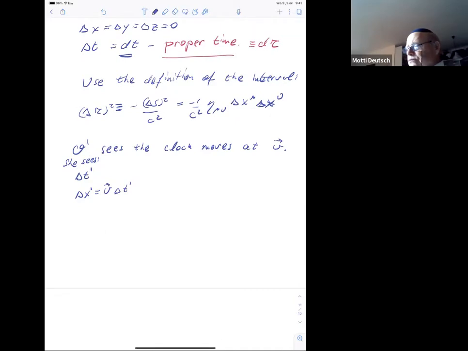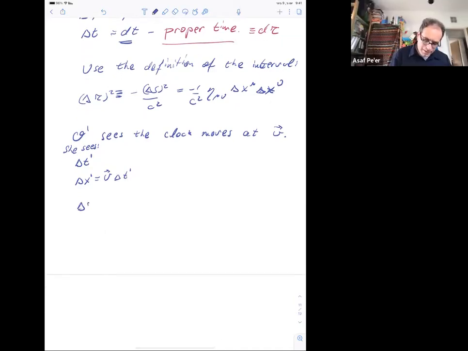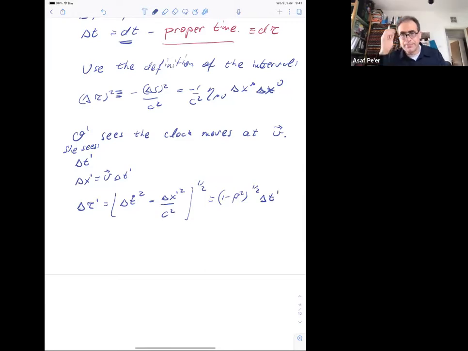Right? So your proper time, delta tau prime, is just delta t prime squared minus delta x prime squared divided by c squared, to the power one half. I just use that formula here. So it's just square root of 1 minus beta squared times delta t prime.